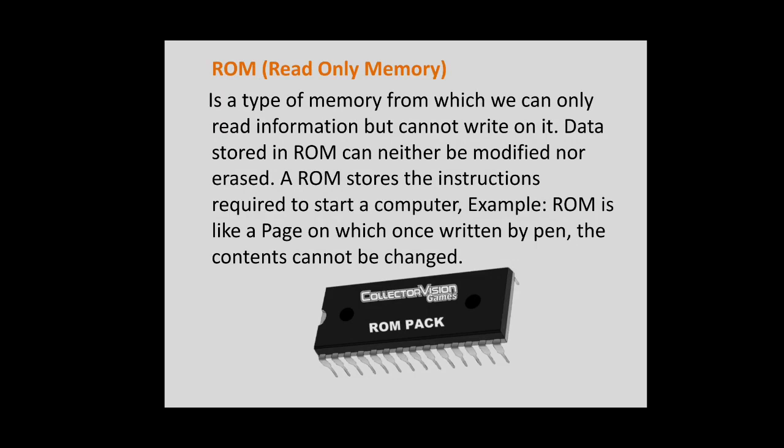Next, ROM, read only memory, is a type of memory from which we can only read information but cannot write on it. Data stored in a ROM can neither be modified nor be erased. A ROM stores the instructions required to start a computer. Example, ROM is like a page written by pen, the content cannot be changed. So it is a permanent memory, you can say. Whatever we store here will not be erased. Okay, so it is the opposite of RAM.